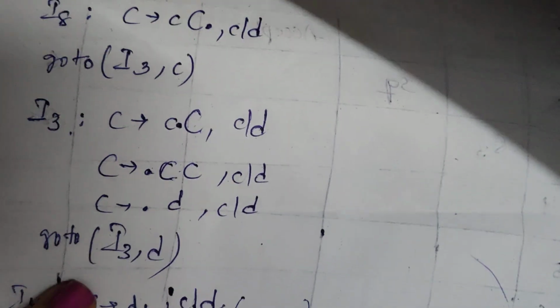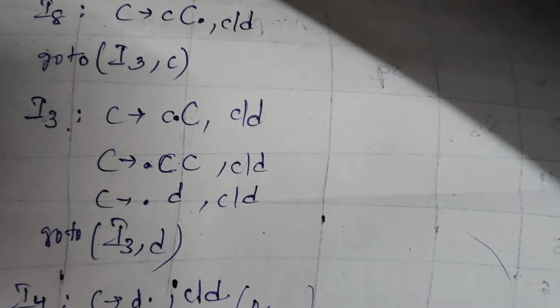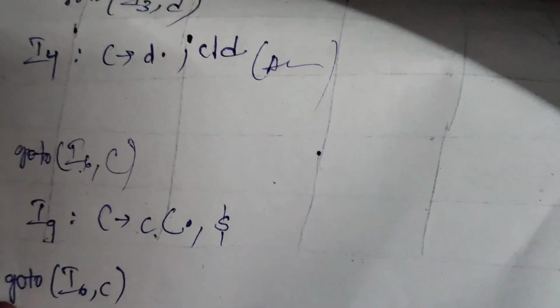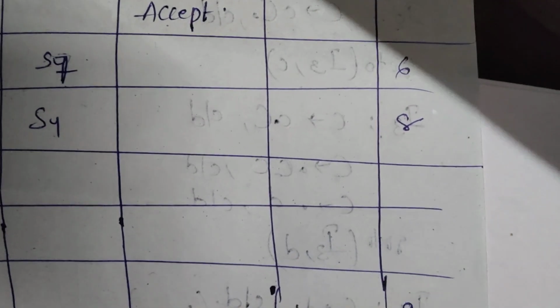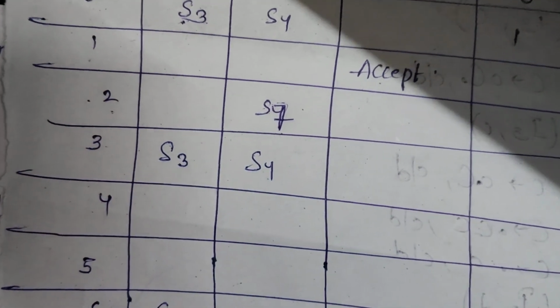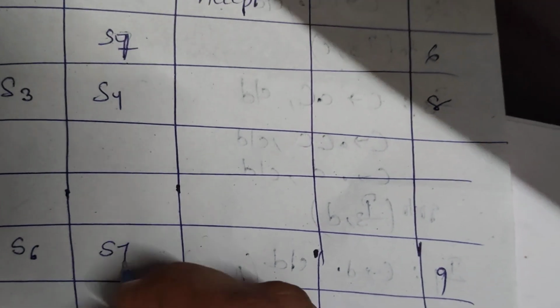Okay, next 3 comma small d is 4. So next 3 comma small d is shift 4. Next 6 comma capital C is 9. 6 comma capital C is 9. Next 6 comma small c is 6. 6 comma small c, as it is small c we need to write shift 6. Next I6 comma small d is 7. So 6 comma small d is shift 7.